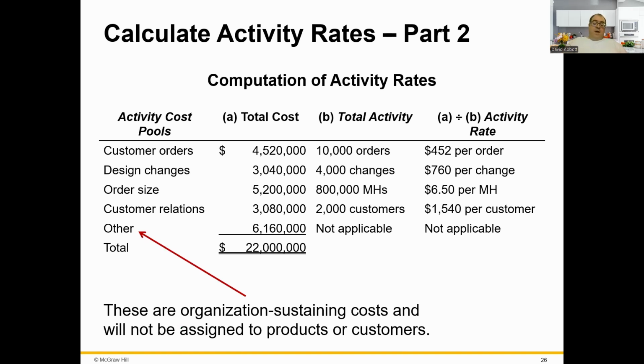For example, the customer orders activity cost pool has an activity rate of $452 per order. Importantly, this is an average figure. Notice the other activity pool does not have an activity rate. This is because these organizational sustaining costs will not be assigned to specific products and customers.